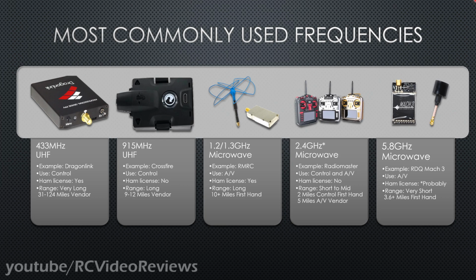If you can't find a Part 15 certified device, you are supposed to have a ham license to operate it. Range is very short. However, it goes all the way to 3.6 miles, and I've seen that firsthand. Now, before anyone goes and gets upset, I'm going to show some visual evidence.